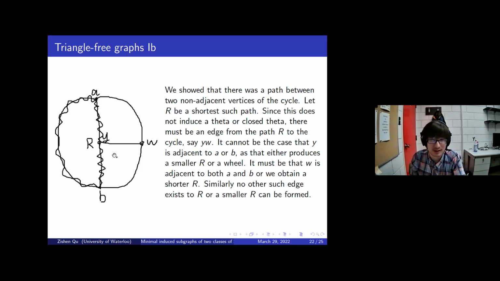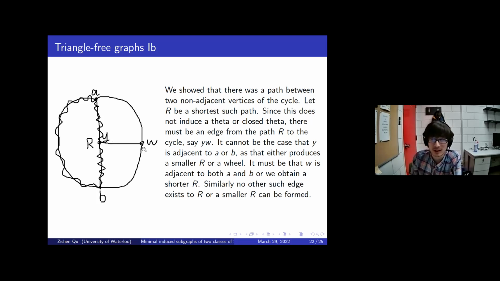Let's just say there is one, say Y to W. Well then, first of all, Y can't be adjacent to A or B. It can't be near the ends here, because then you can make a shorter path of length 2. Or if the entire thing was length 2, it would have just been a wheel in the first place, because it would have been A, Y, B, where A, Y would be an edge and Y, B would be an edge. Then the outside cycle would be a cycle, and Y would be the center of a wheel, which is not allowed. So if it's not a wheel, then Y is somewhere in the middle. It's not near the ends.